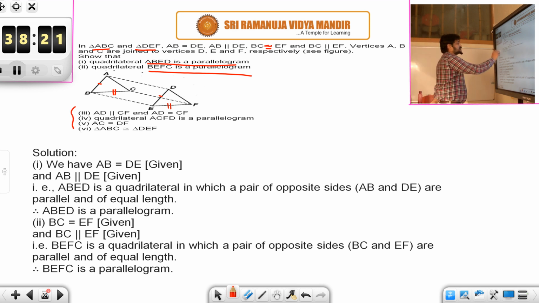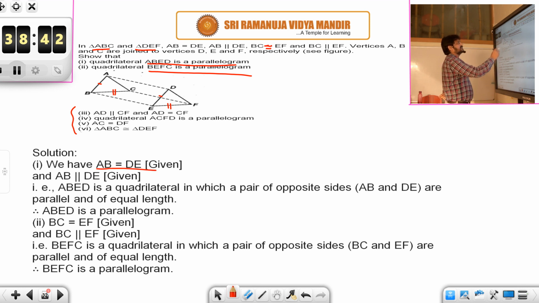Similarly, there are four more parts. So, before we get into this, let's try to prove the first two parts. First of all, to prove quadrilateral ABED is a parallelogram, we need to show that opposite sides are equal and parallel, right? So, we have AB is equal to DE, so they are equal, right?